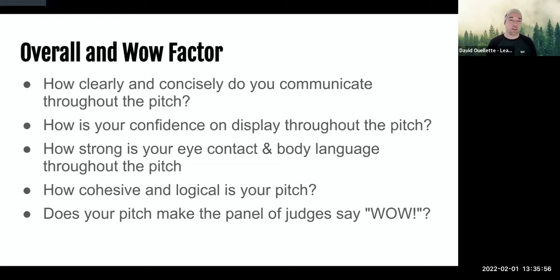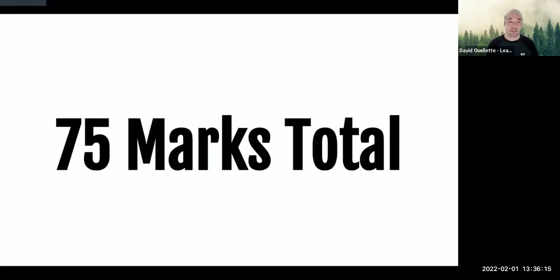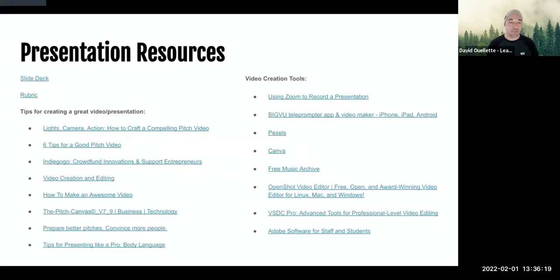And then they're going to look at how cohesive and logical your pitch is. So did they get lost along the way? That's what they're going to want to know. Does it make sense? And lastly, does your pitch make them say, wow? And we're looking for a wow factor here. Did you put some effort in? Is it impressive? Okay. So the total marks are out of 75 and the rubric is available on the website.